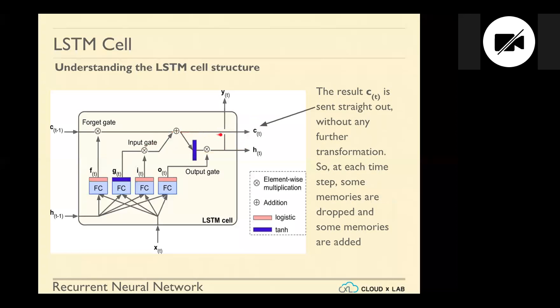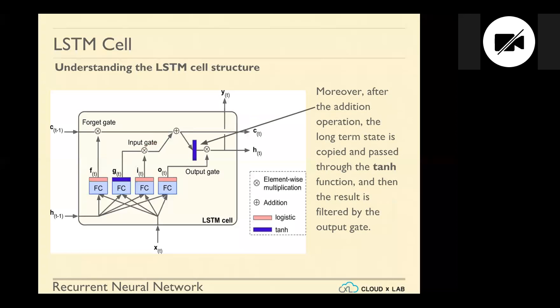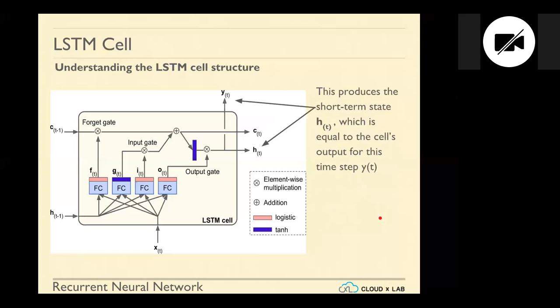So the result is sent out directly from here after addition of some more memory. And so at each timestamp, some memories are dropped and some memories are added. Moreover, after the addition operation, the long-term state is copied and passed through tanh, and then the result is filtered by the output gate. All right. Now this produces the short-term as well as the long-term memory, as well as the output. So whatever is going as the short-term memory is the same as the output.